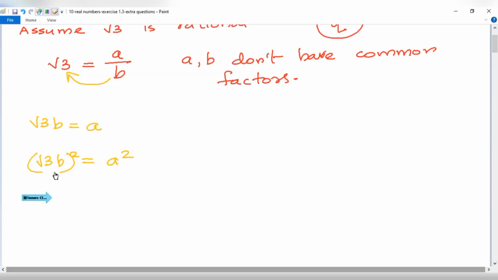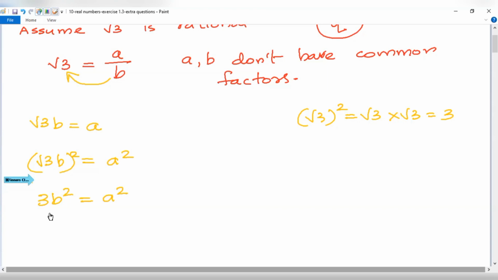Now root 3 b, the whole square. We know root 3, the whole square, is root 3 into root 3, that is 3. So it is 3b square here. So 3b square is equal to a square. This is what we got now.